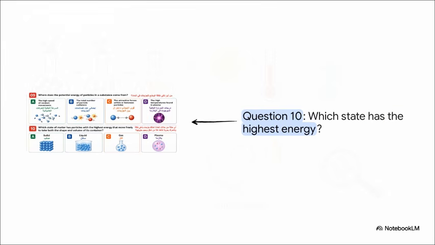Question 10 asks, which state of matter has particles with the highest energy that move freely to take both the shape and volume of its container? The magic word here is freely. Solids vibrate, liquids glide, but which one entirely fills up whatever room you put it in? That chaotic, high-energy freedom belongs 100% to choice C, gas.